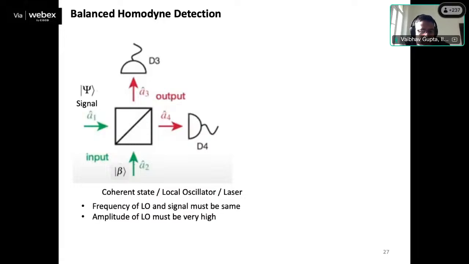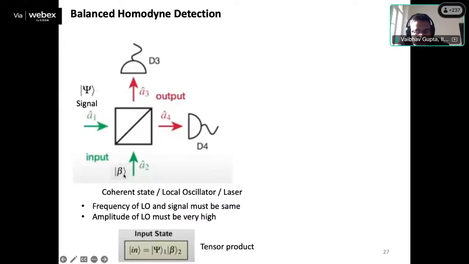What is important in homodyne detection is that the frequency of the signal and this local oscillator should be the same, and the amplitude of this local oscillator should be very high. So what is your input state? Your overall input state in terms of classical mechanics is the tensor product of beta and psi. You do the tensor product, that is your total input state, which will go through this beam splitter, and then there will be interference at the beam splitter.